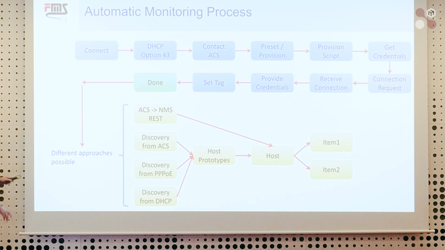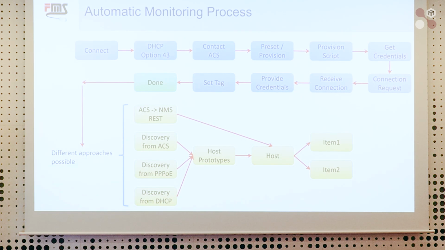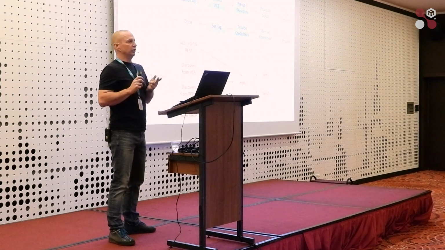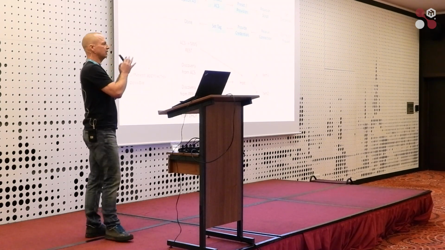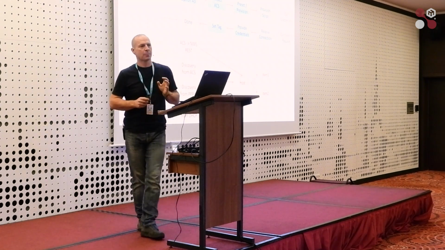And if you go ahead and use discovery from DHCP, you will even get those clients in your monitoring that couldn't connect to ACS and that couldn't connect to PPPoE. So you will even have the failing clients in your NMS and could fire an alert immediately.